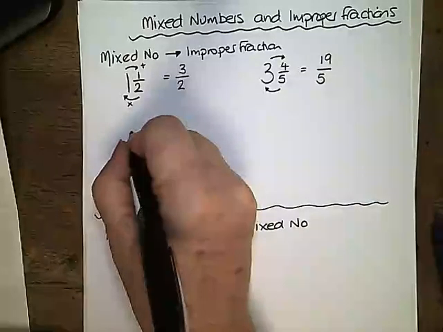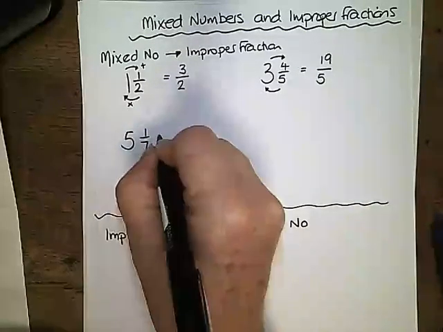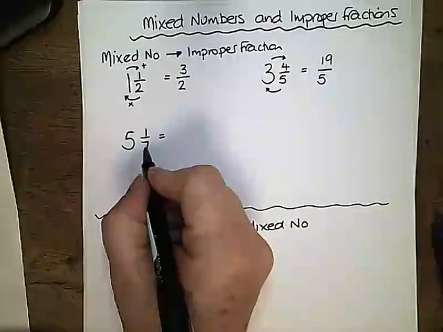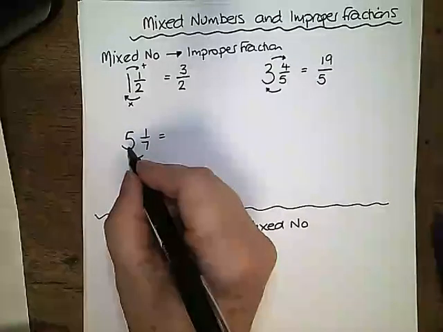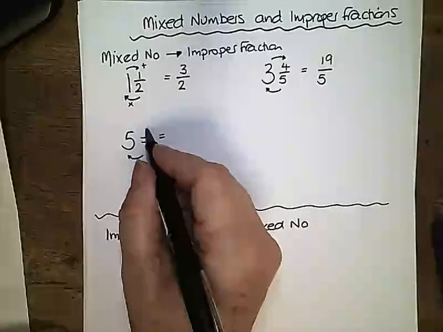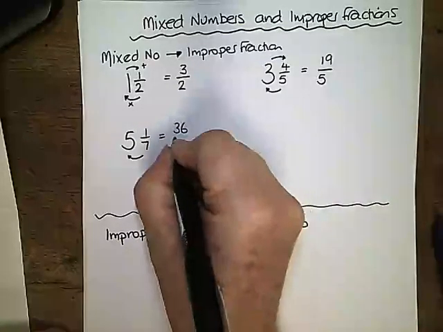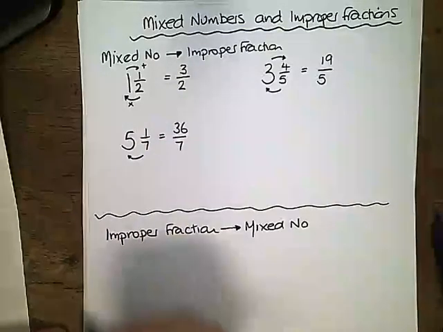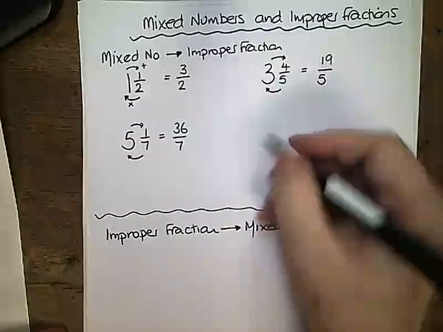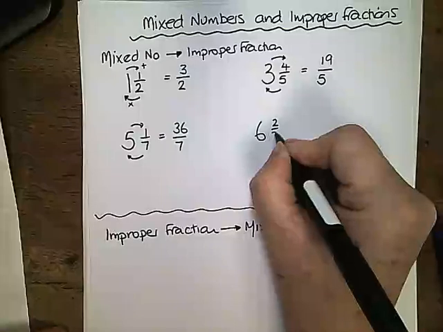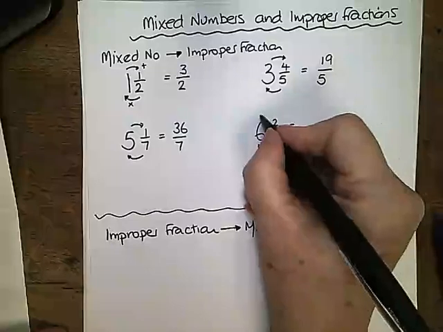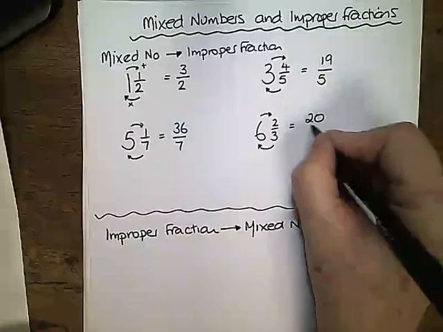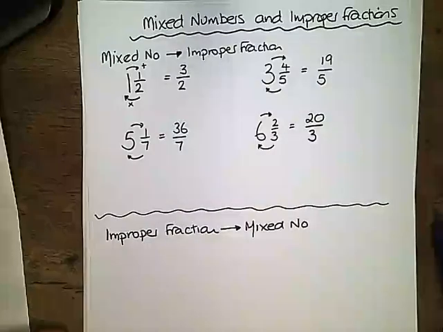If we have this one, 5 and 1 seventh, 7 times 5 is 35, so there are 35 sevenths in these 5 whole ones, and we've got another one here, so altogether that would be 36 sevenths. We added that on, didn't we? And finally, if we have 6 and 2 thirds, 3 times 6 is 18, add on 2, which is 20, so that's 20 thirds. So that's how you go from a mixed number to an improper fraction.